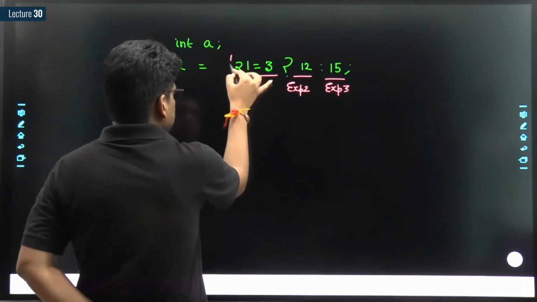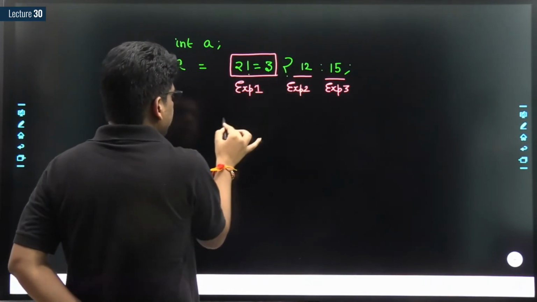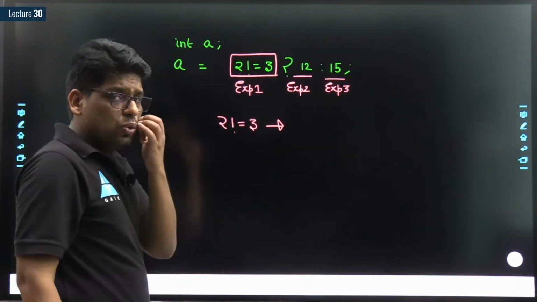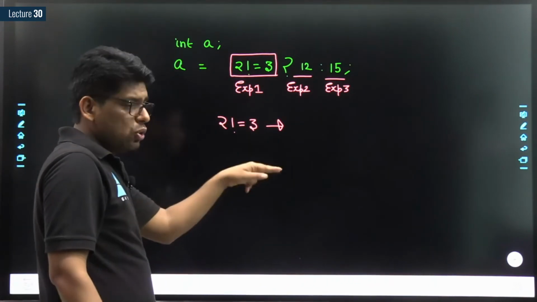Firstly, this expression will be evaluated. So, if I ask you 2 not is equal to 3, is it true? Yes, sir, it is true. 2 and 3 are different values. That is why it is true.